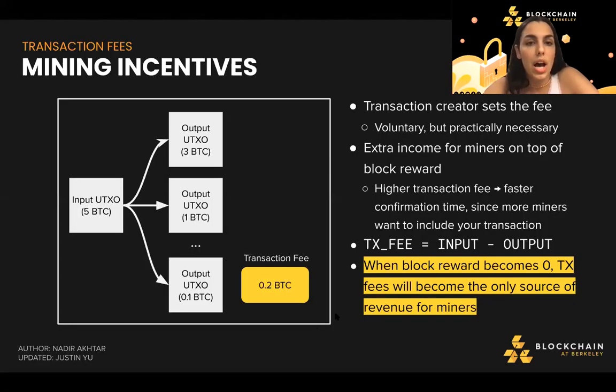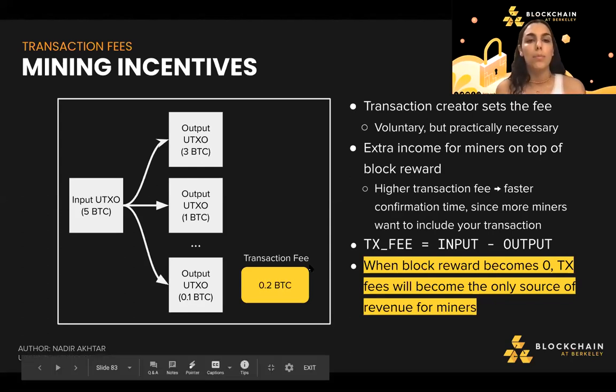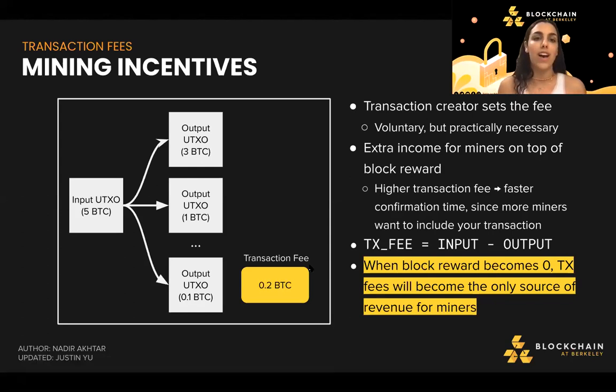When we went over the UTXO model, let's say you input 5 Bitcoin, and I want to send 3 to Nate, 1 to Nathan, 1 to Janice, and whoever, and there's a bunch of these output blocks. The difference between the input and the sum of all the outputs is equal to the transaction fee. That's going to go directly into the pocket of the miner. The transaction creator, whoever is sending these UTXOs, sets that fee, and like I said, it can be set just by the difference between the inputs and the outputs.